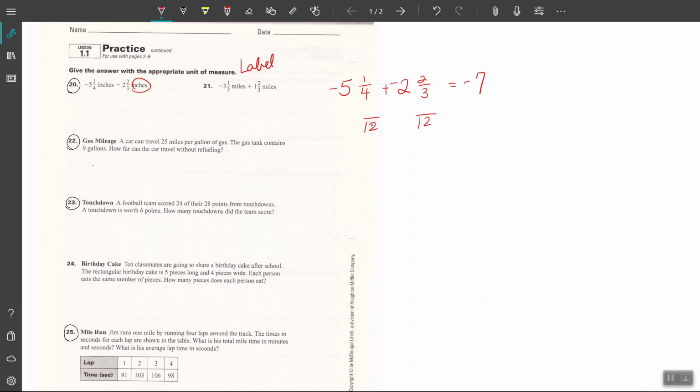And then we take that new denominator of 12 and we divide it by the old denominator. So down here we've got 12 divided by 4. That gives us 3. And then we multiply it by that old numerator of 1. So 3 times 1 is 3. That's how I get my new numerator. Do the same thing with 2/3. 12 divided by that denominator of 3 gives me 4. I multiply it by the old numerator of 2, and that gives me 8. So now I have 3 twelfths minus that 8 twelfths.